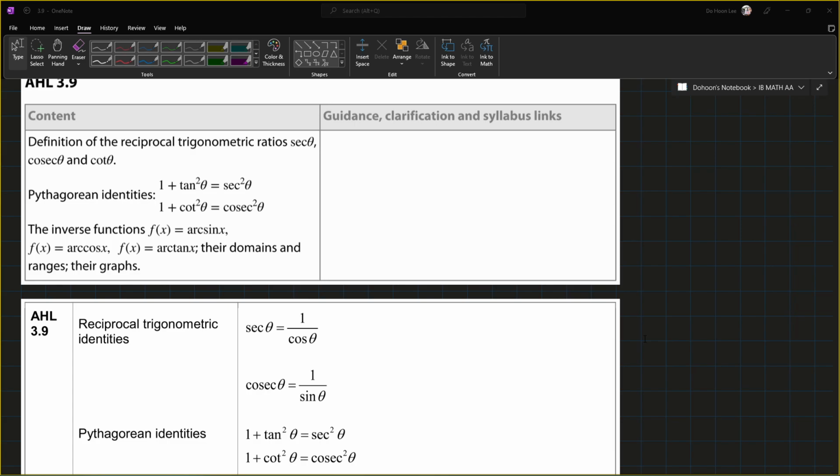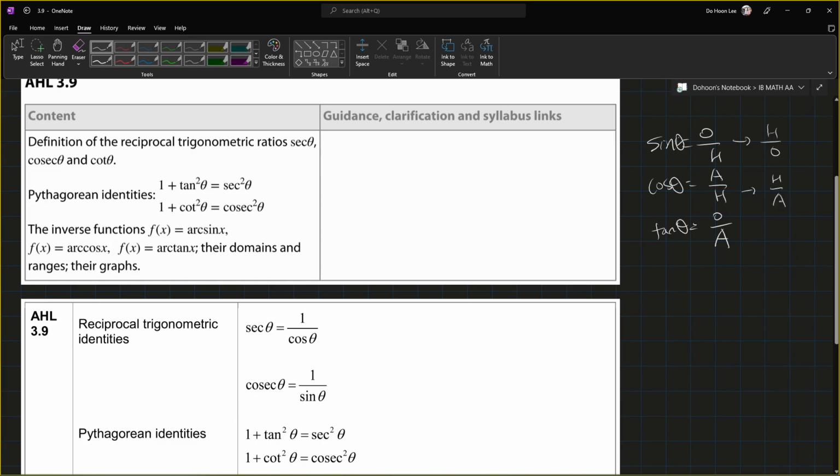We have known the sine, cosine, and tangent ratios for a while now, and these can be represented as SOHCAHTOA. So sine theta equals opposite over hypotenuse, cosine theta equals adjacent over hypotenuse, and tangent theta equals opposite over adjacent. The reciprocal ratios are the reciprocals of each of these. So that becomes H over O, that becomes H over A, and that becomes A over O.